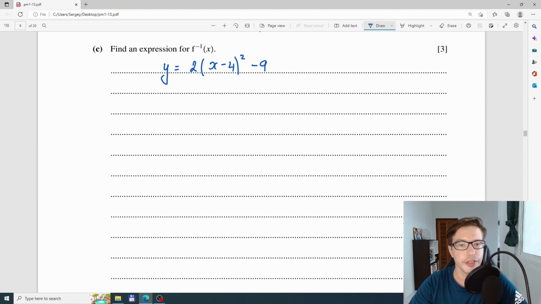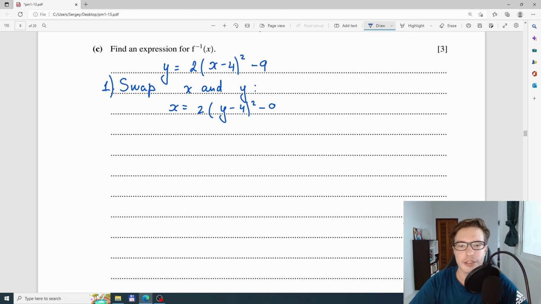Find an expression for the inverse function. We have a very standard procedure for that, which is a two-step technique. The first one, swap x and y. And the second step is going to be make y the subject of the formula. So we get x equals 2 times (y minus 4) squared minus 9. And then make y the subject.